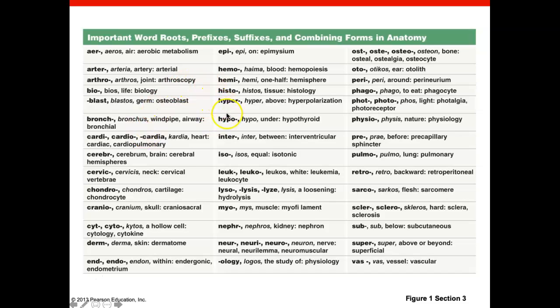Some you'll see over and over again, like hypo and hyper. You will see peri a lot. Peri means around.